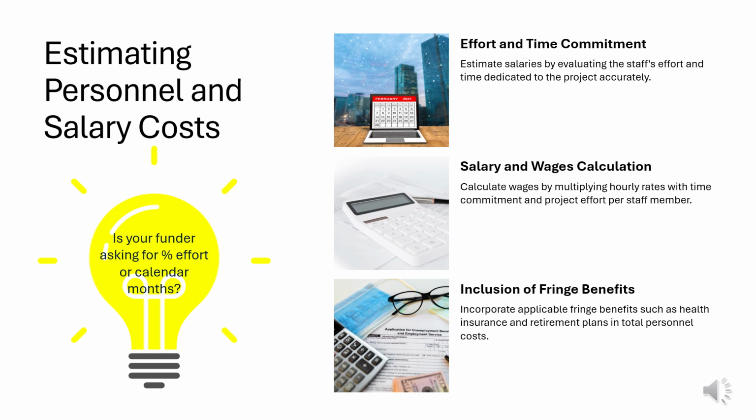When estimating personnel and salary costs for a grant budget, it's important to assess the effort and time commitment of each staff member involved. Begin by evaluating the level of effort required from each individual and calculate their wages based on hourly rates, time commitment, and their specific role within the project. Not all grants will be able to fund the amount of time required for project activities or all personnel. Make sure that any additional unfunded time can be covered by normal job functions or other arrangements. Be sure to incorporate relevant fringe benefits such as health insurance and retirement plans to ensure your budget accurately reflects the true cost of personnel.